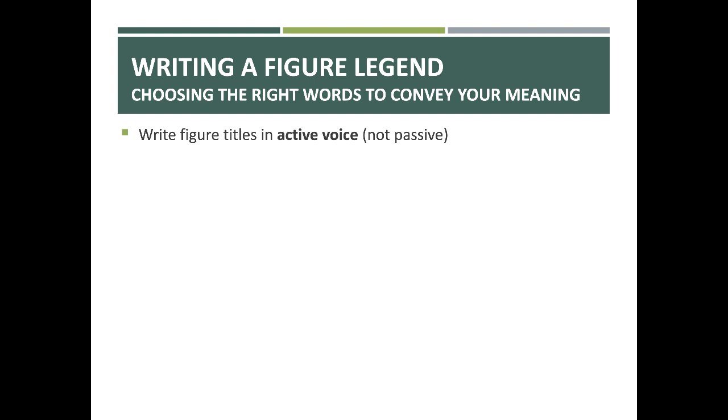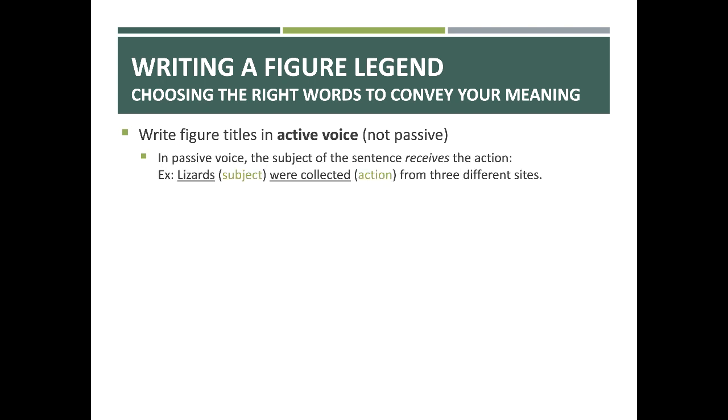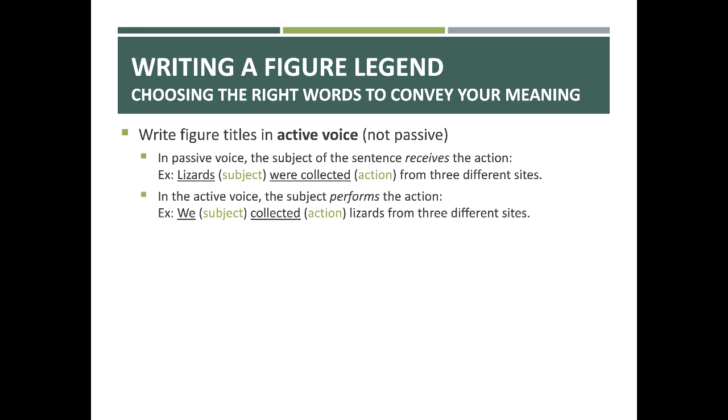It is not supposed to be passive. To remind you, in passive voice, the subject of the sentence receives the action. So lizards, that being the subject, were collected from 3 different sites. You can go ahead and pause now and think to yourself about how you could rewrite that sentence so it's more active. In the active voice, the subject performs the action. We collected lizards from 3 different sites. In this sentence, we are actively collecting the lizards.